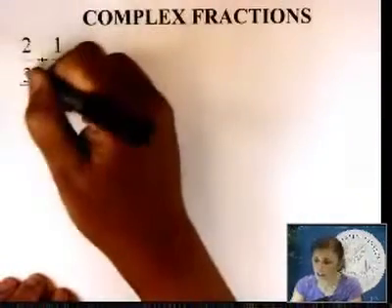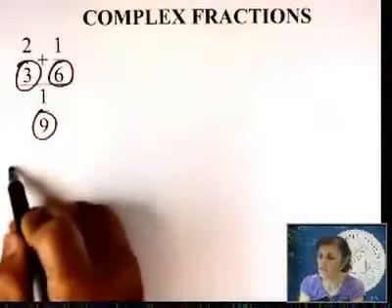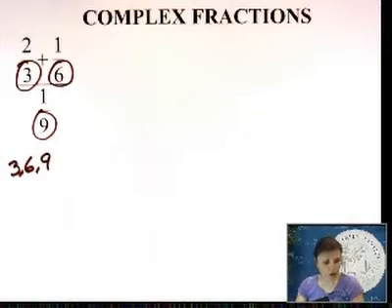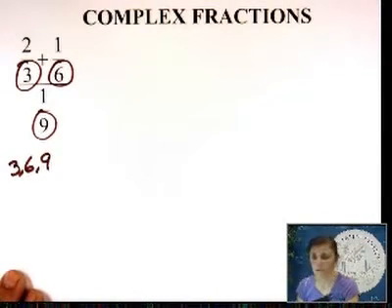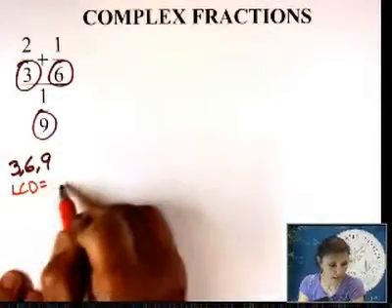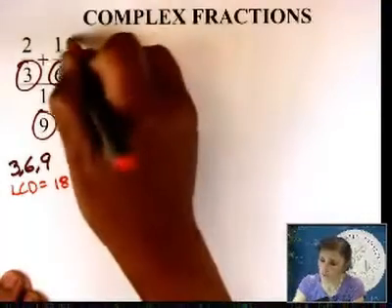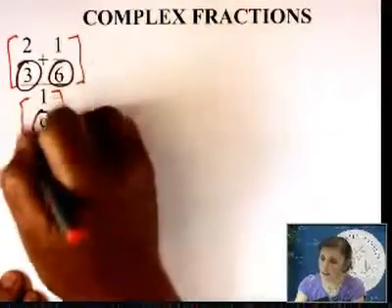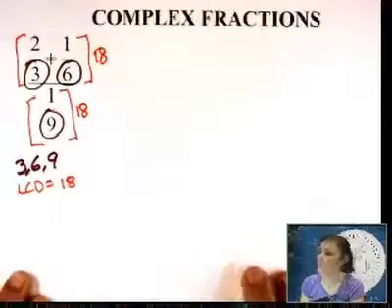You go and you look at all the denominators involved. In this case, it is 3, 6, and 9. You go and you find the lowest common denominator of 3, 6, and 9, all of them involved. And I know that this happens to be 18. This is what you do. You put a bracket on top, bracket at the bottom. You put 18. And then you FOIL.